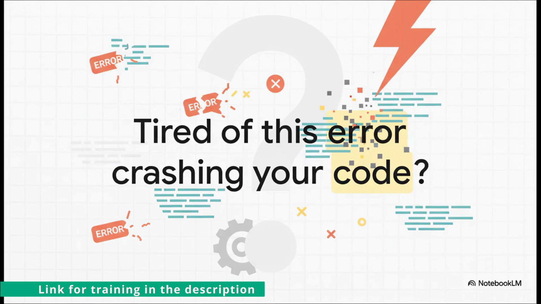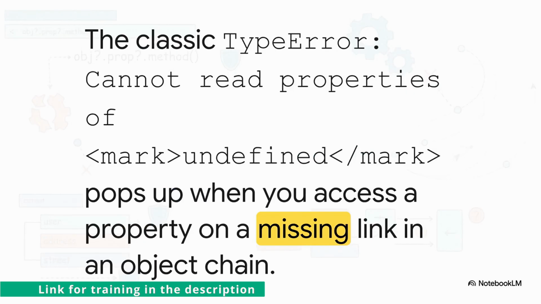Sound familiar? You're in the zone, writing code, everything's going great, and then, bam, the whole thing just grinds to a halt. All because of this one little error that seems to pop up when you least expect it. And there it is, the infamous type error. You know the one. If you've ever written JavaScript, you've definitely run into this.